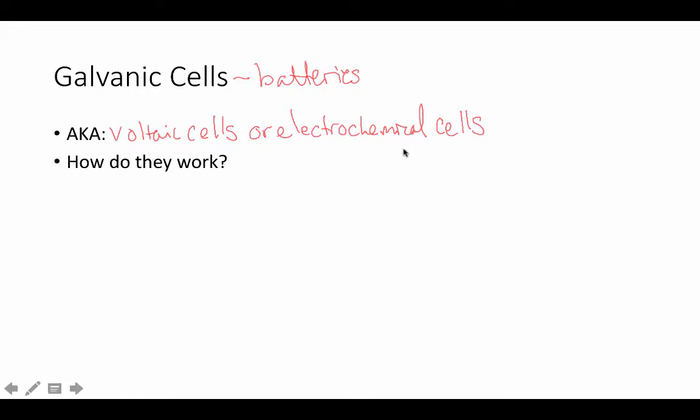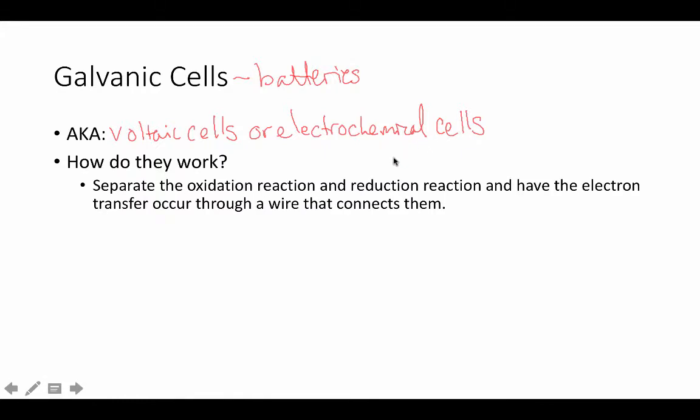And how do they work? Well, they work because you can separate the oxidation reaction and the reduction reaction and have the electron transfer occur through a wire that connects them. That allows somebody, by controlling the route the electrons take, to then use that flow of electrons to power things.